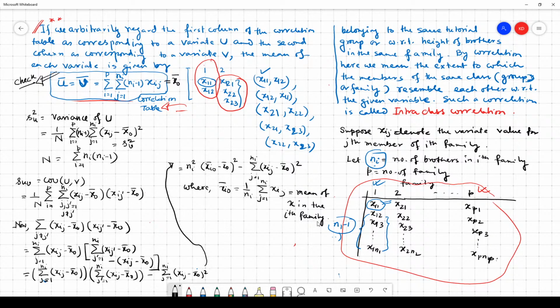So therefore, SUV is equal to 1 by capital N, sum over i from 1 to p, ni square (xi bar minus x naught bar) whole square, minus 1 by n sum over i from 1 to p, sum over j from 1 to ni of (xij minus x naught bar) whole square.